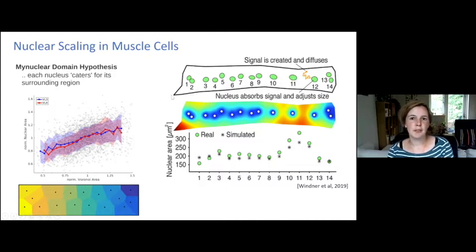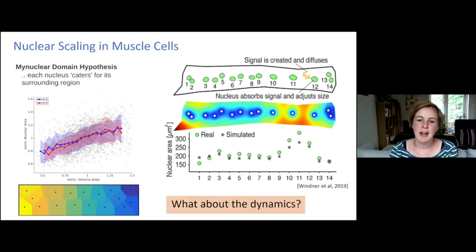What we did not have for this project was dynamic data. So time dynamic data that would show us how the nucleus grows in time. Because for this project, we worked with fly larvae, so they were killed when we imaged them. So another interesting question is, of course, dynamically, what is the time scale of the nuclear growth?